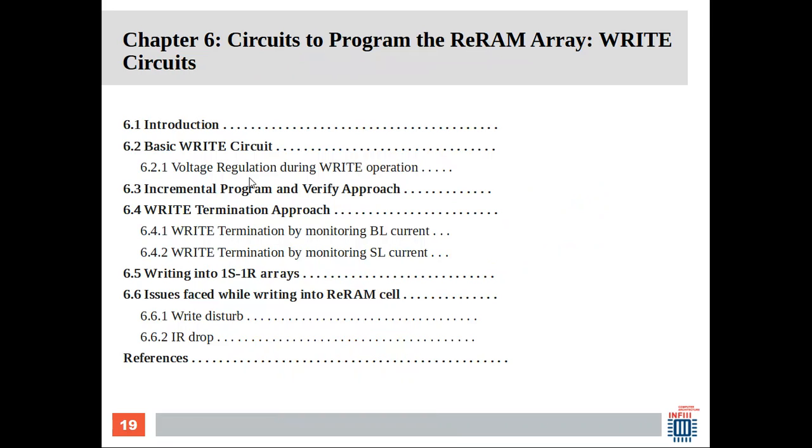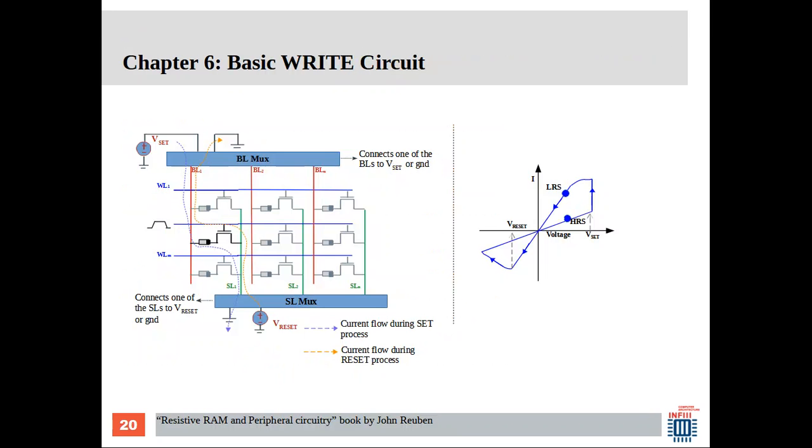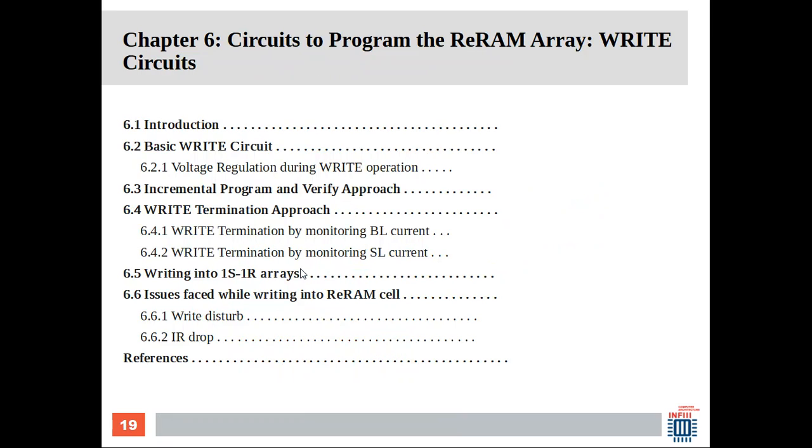And then because of what we have, a problem called variability with ReRAM, writing is typically not done in a single step. So there are two approaches to overcome variability in ReRAM. One is the incremental program and verify approach, where you apply incremental pulses, or you have what is called a write termination approach, where you terminate the write process once the required resistance is reached.